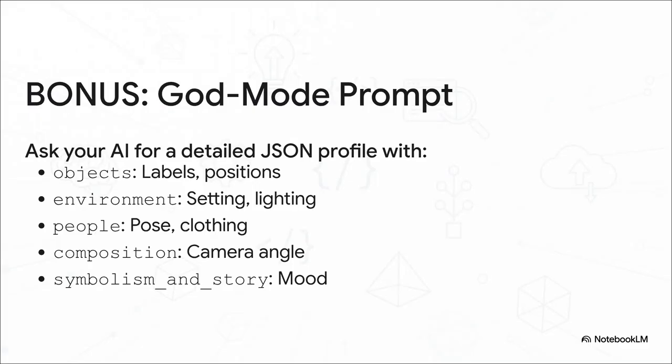Instead of just asking for a JSON file, use this prompt. Ask the AI to create a deeply detailed JSON context profile and tell it to break it down into these specific categories: objects, environment, people, composition, and, this is the amazing part, even the implied story and symbolism. This forces the AI to analyze every single pixel with surgical precision. It gives you a blueprint so detailed that you can change one tiny thing, like making a character smile, without messing up anything else in the entire scene.